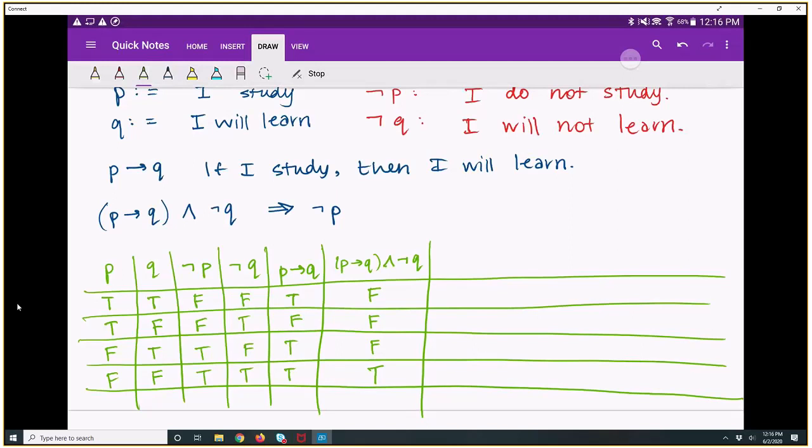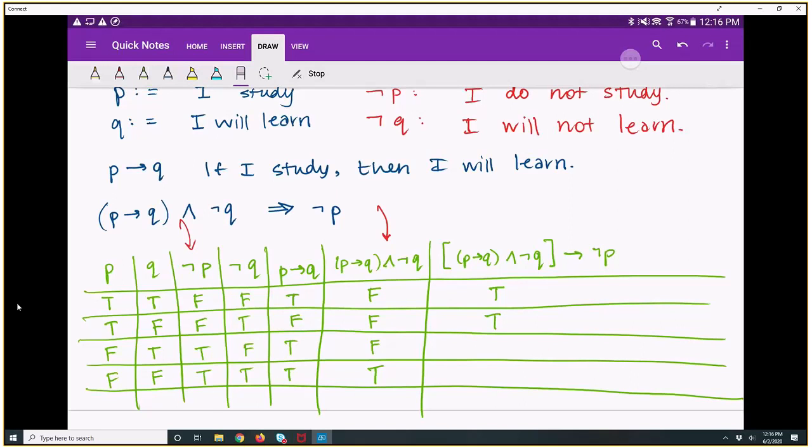Finally, I want to see if P implies Q and not Q implies not P is a tautology. So I'll shift my focus to these two columns. So first I have false implies false, that's true. False implies false is true. True implies, I'm going backwards, I apologize.